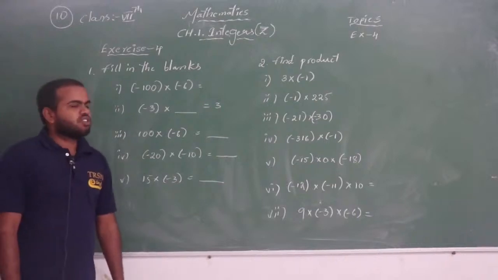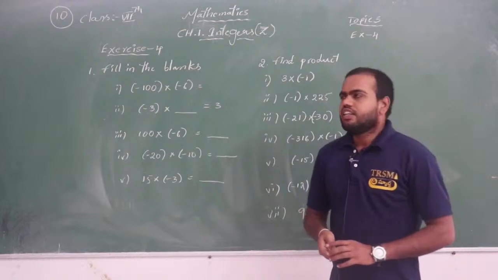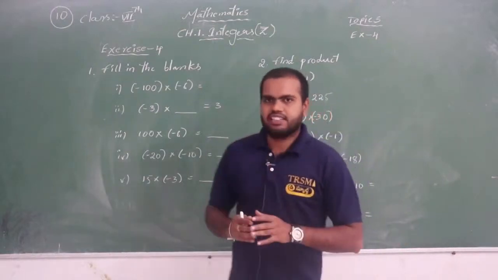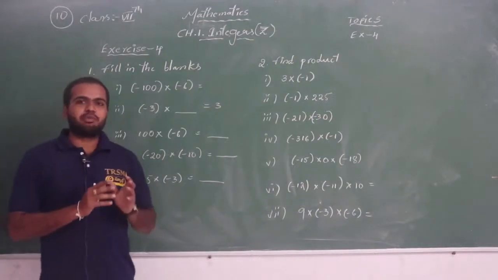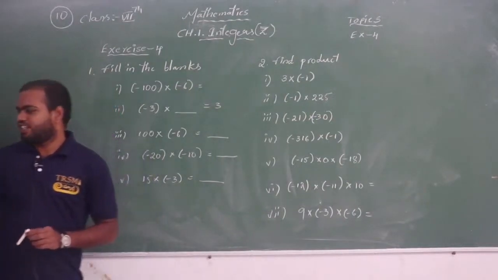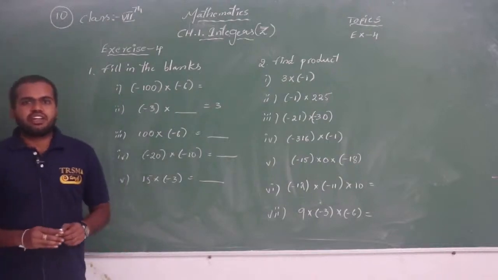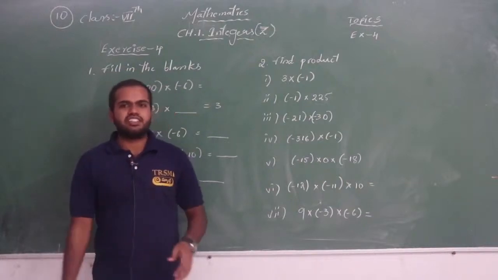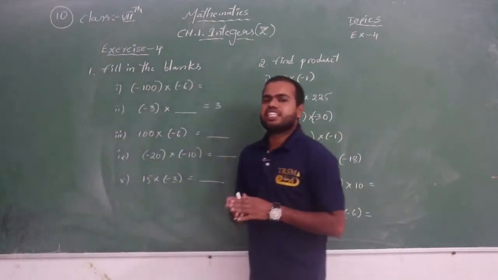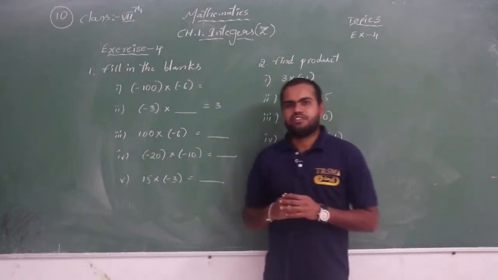Hello everyone. So in the last class we discussed the topic, the multiplication of integers, right? When multiplying integers, we discussed a few points: the product of two positive integers is a positive integer, the product of one positive and one negative integer is a negative integer, and the product of two negative integers is nothing but a positive integer. This is the main important point we discussed.